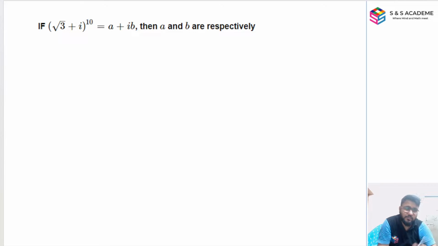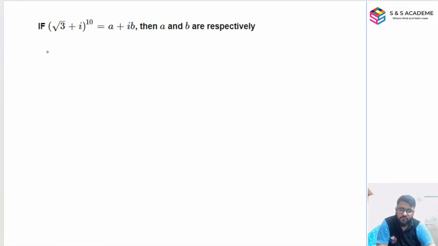That's from Cengage for JEE Mains Edition 3, and this is from complex numbers, as you can see. This is question number 64, and it says something to the power of 10 equals a plus ib. We are supposed to find a and b, right? Seems pretty simple. There are a few ways to do this.